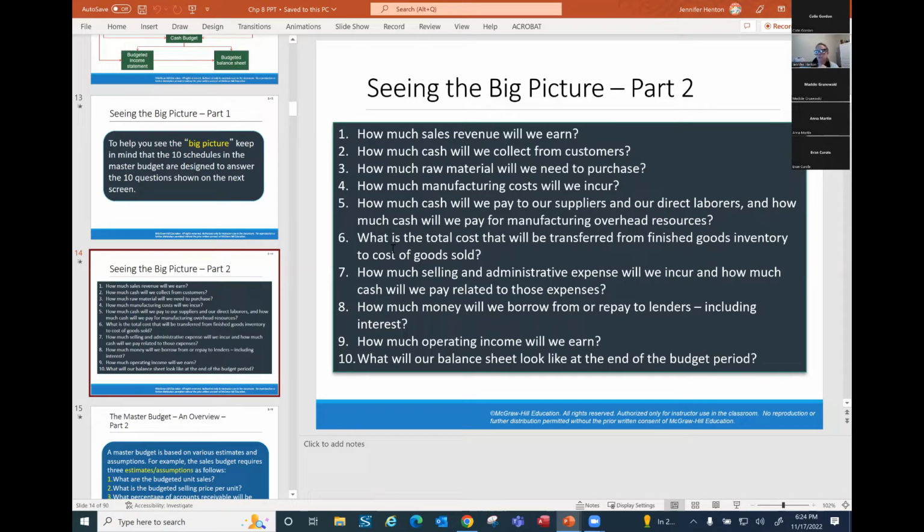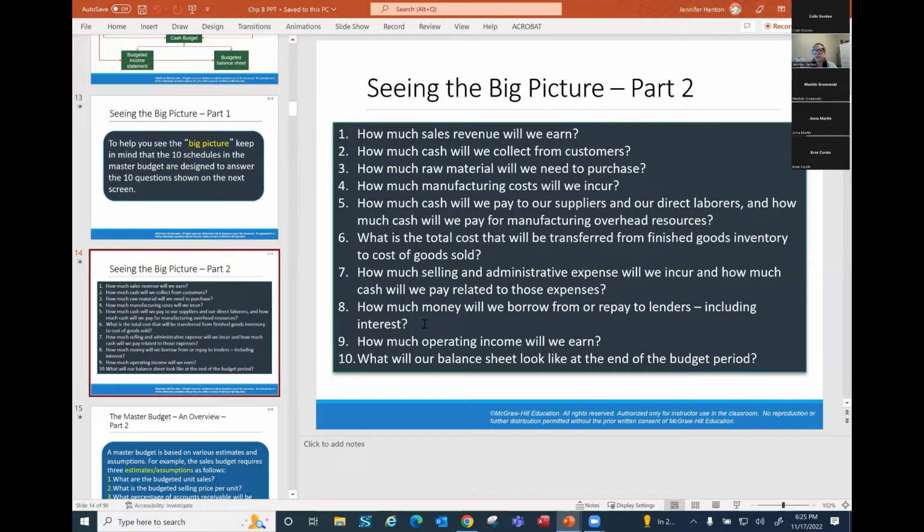So we've got to make sure when we have a sale, we're pulling it out of that finished goods inventory. We're now going to have a cost of goods sold because we sold the product. If you remember from earlier in the semester, we walked through that process. How much selling and admin will we incur, and how much cash will be related to those expenses? How much money will we borrow and repay to the lenders, including interest? Remember, when you have loans with interest, you've got to put that into the budget so you can make sure you're covering all of those costs as well.